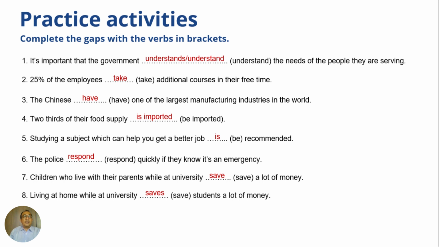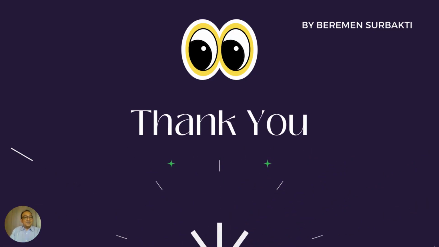Employees here take, okay. Chinese, it is "have" because this is the Chinese people here. Okay, the food supply, it is uncountable. The next one is "get a better job is", okay. The next one, basically it's not about a better job because it's studying. This is a complex subject here, studying, okay? The next one is the police here, not as a unity, but members of the police. The meaning is police officers. Children, that is the complex subject, safe, and living at home, there's living at home, right? This is safe.